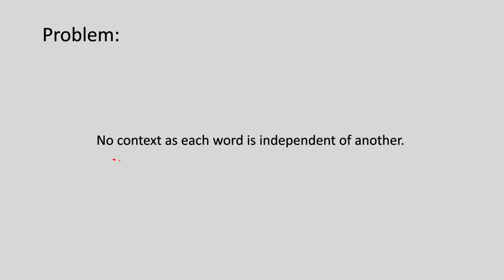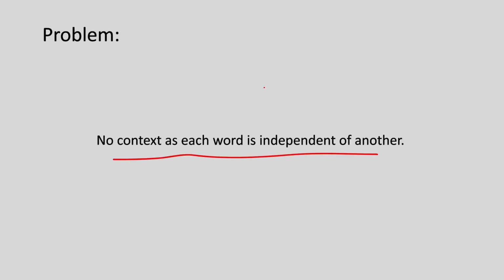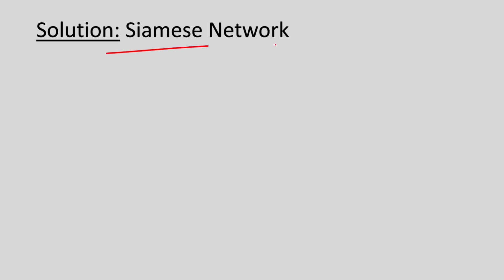Now, what is the problem with this? The problem is there is nothing called context over here. No context, as each word is independent. Remember, when you use word2vec, it focuses on words. It does not care what happens after that particular word and what happens before it, which means context is not there, which means these are obviously not going to perform as well. So what is the solution?